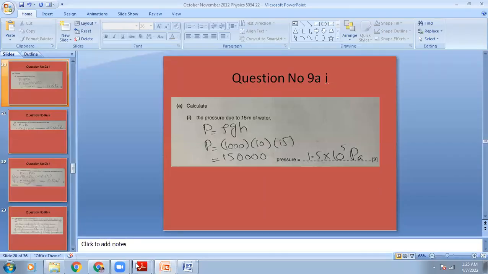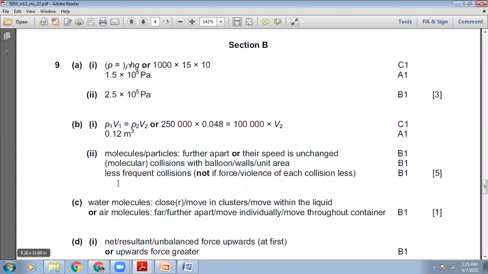So that's our answer. Let's look at the marking scheme. 1.5 times 10 to the power 5 Pascal is the right answer. So our answer is right.